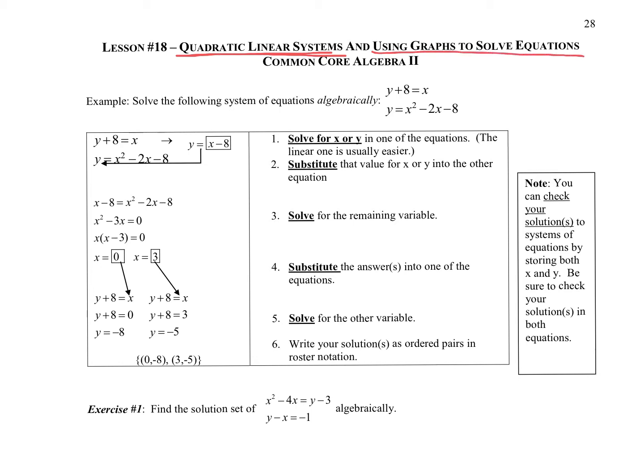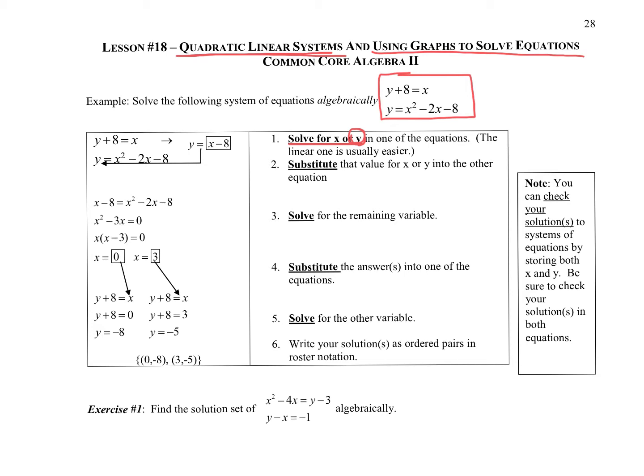In this first problem, which I have the work done, we have a system of equations, or two equations with two variables. y plus 8 equals x is my linear equation, and y equals x squared minus 2x minus 8 is my quadratic equation. The first step is to solve for x or y in one of these equations. The method we're usually going to use is to solve for y in both equations.